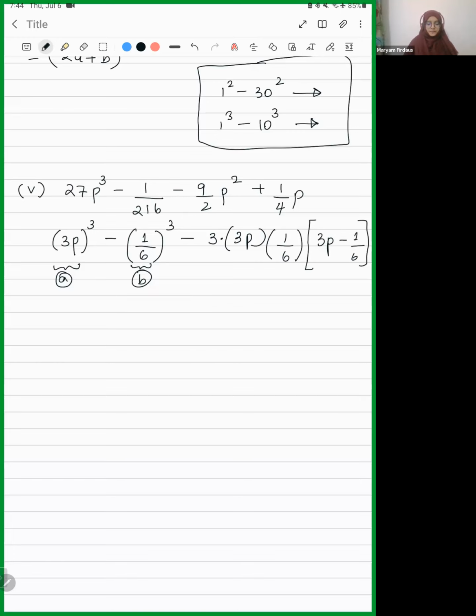3p minus 1 by 6 whole cube. Very good. 3p minus 1 by 6 whole cube. Does anyone have any doubts over here? If there are any doubts at all, just ask. Okay? Don't feel shy in asking questions.